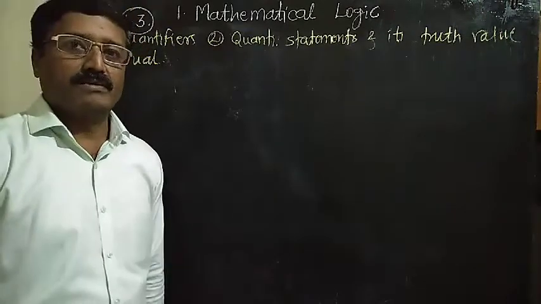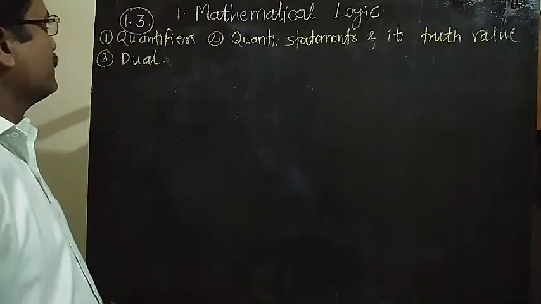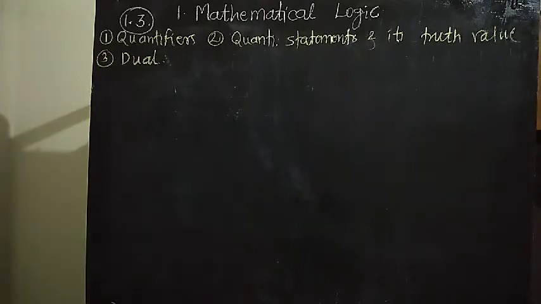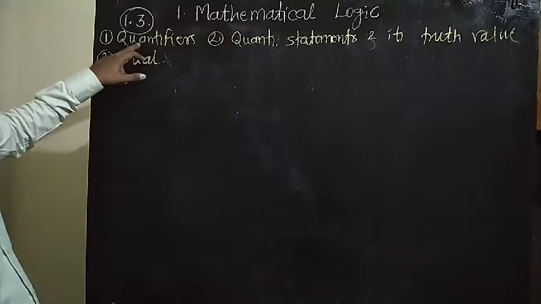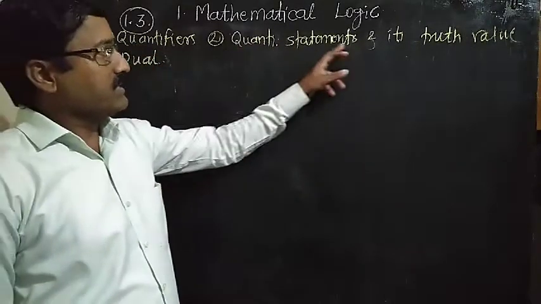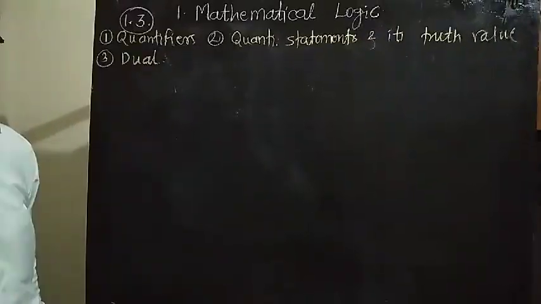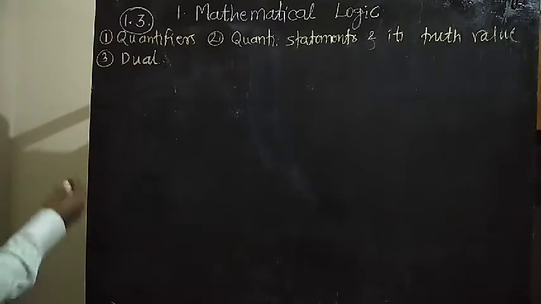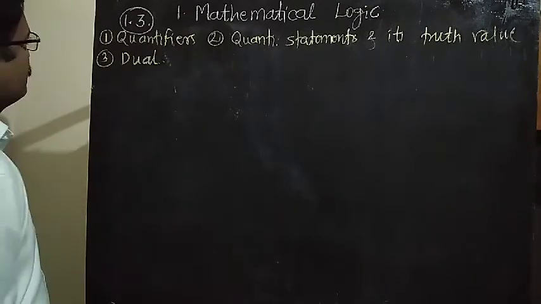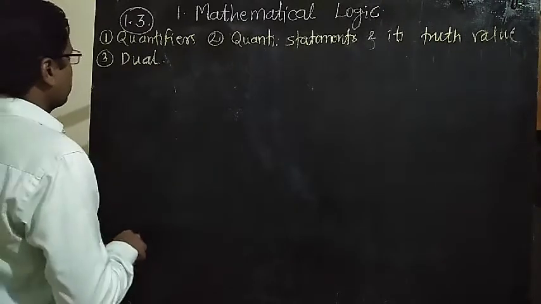Today we will see the third part of mathematical logic. This third part includes quantifiers, quantifier statements and their truth value, and next one is dual. Let us see these three sub-articles here. First one is quantifiers.